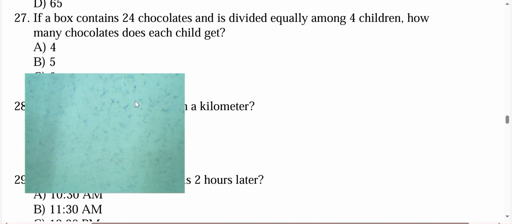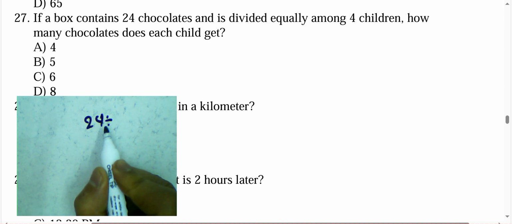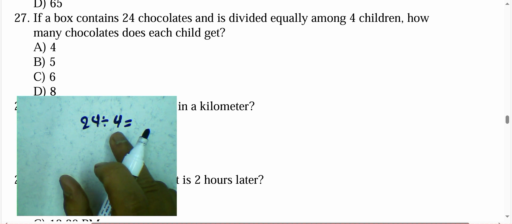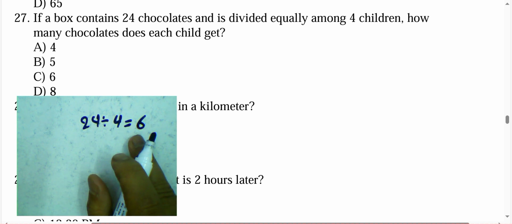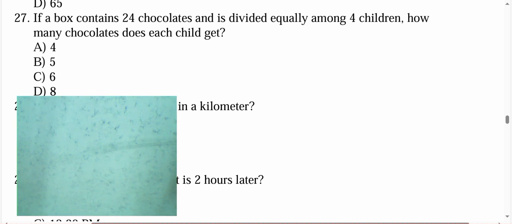27. If a box contains 24 chocolates and is divided equally among 4 children, how many chocolates does each child get? We can write 24 divided by 4. We must use this operation to find the result. We know 24 divided by 4 equals 6. Then each child will get 6 chocolates. The result here will be letter C. Next question.